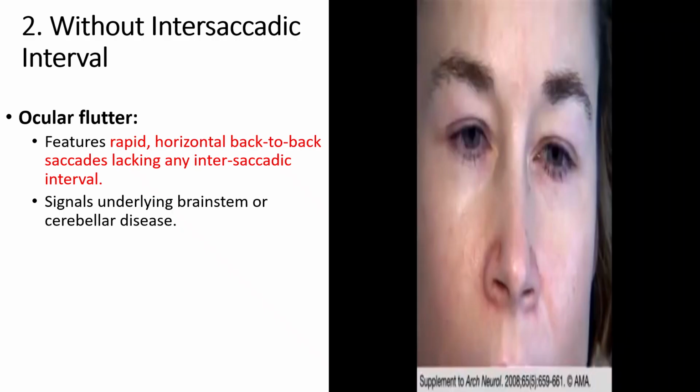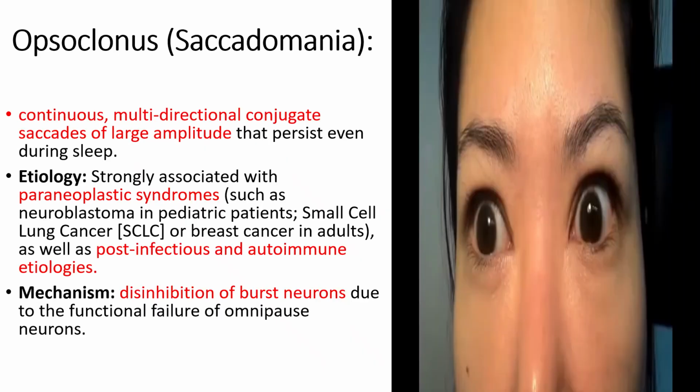The second one is opsoclonus, also called saccadomania. These are continuous multidirectional conjugate saccades of larger amplitude that persist even during sleep. The etiology here is it is strongly associated with paraneoplastic syndromes such as neuroblastoma in pediatric patients, small cell cancer and breast cancer in adults. It is also associated with post-infectious and autoimmune etiologies. The mechanism is disinhibition of the burst neurons due to functional failure of the omnipause neurons.